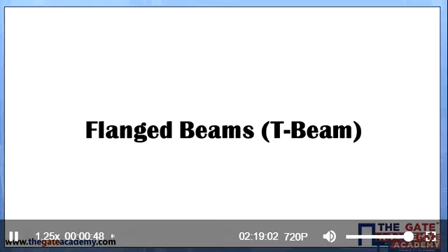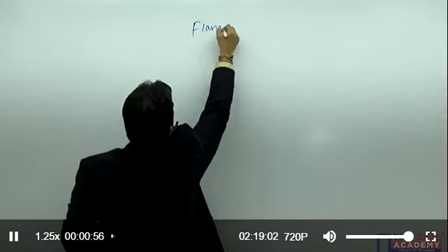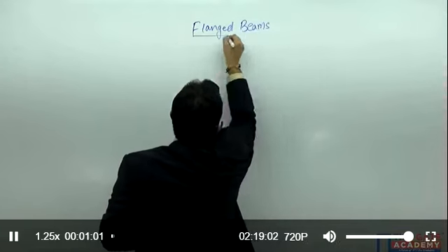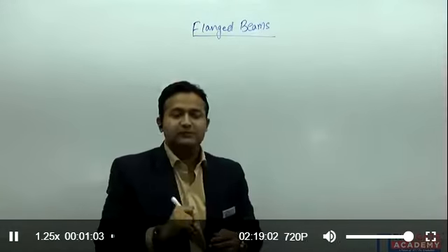Now we are going to start the flanged beams. It's a very important topic, flanged beam. This is also part of the limit state of collapse in flexure. Flanged beams. What is the meaning of flanged beams?